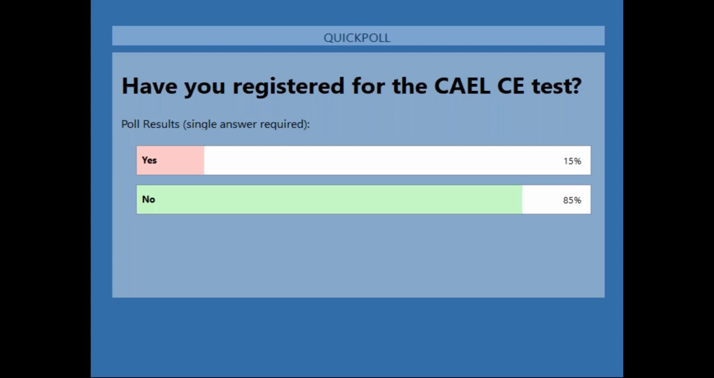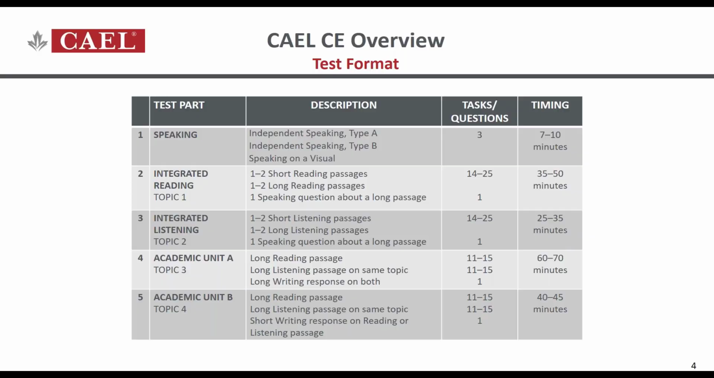So in this lesson, we will be working on both the reading and speaking skills. We will start with a quick review of how the CAEL CE test is organized. Then we will have a closer look at what part 2 is all about before we move on to working first on the reading tasks and then on to a speaking task. So at the end, we will look at some speaking skills as well.